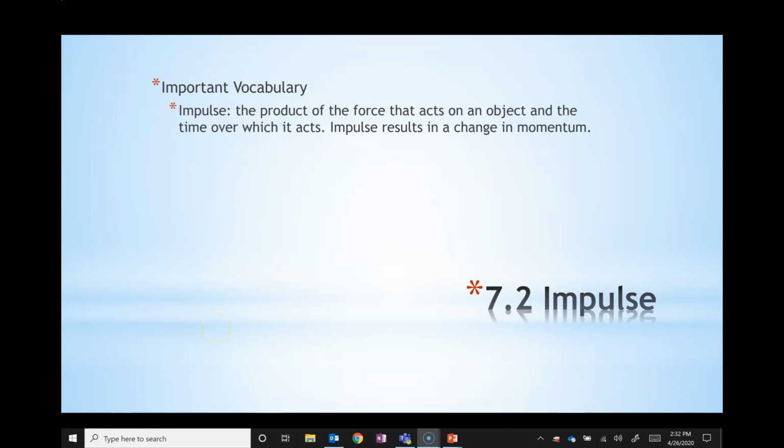We're going to go ahead and jump into 7.2, impulse. So we're looking at the fact that impulse is the product of the force that acts on an object and the time over which it acts. Impulse always results in a change in momentum. So we'll go into this a little bit more as we move on.